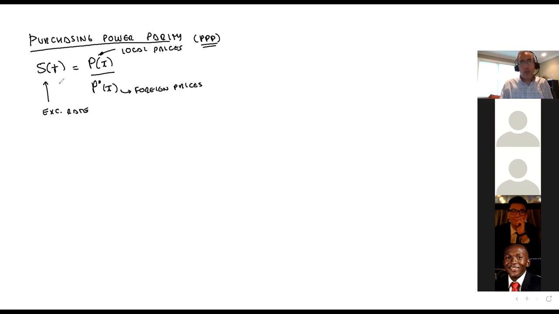Normally, people don't work with levels. So what they do is they take the log of this one here. If I take the ln, ln of St is going to be equal to ln of Pt star.